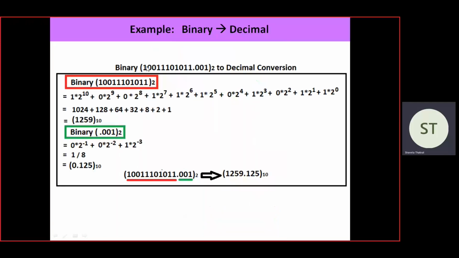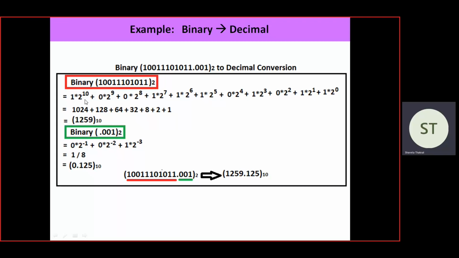This is the binary number and we need to convert it to decimal. We write the binary weights on every bit: 2 raised to power 0, 2 raised to power 1, 2, 3, 4, 5, 6, 7, 8, 9 and 2 raised to power 10. And after the point we have 2 raised to power minus 1, 2 raised to power minus 2 and 2 raised to power minus 3. Then we multiply each bit by its corresponding weight.